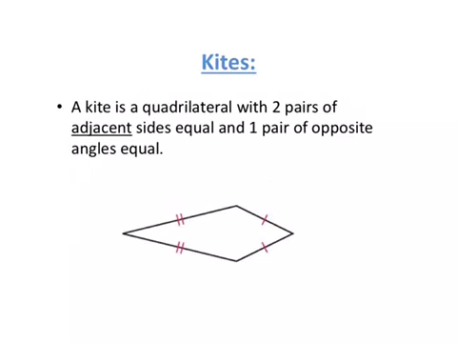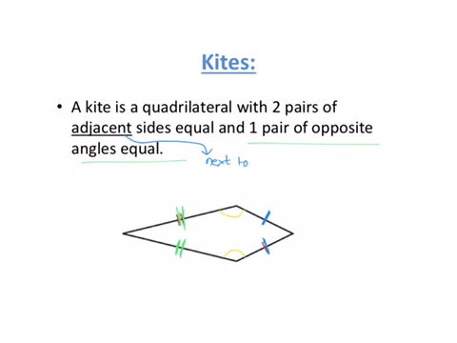A kite is a quadrilateral with 2 pairs of adjacent sides equal and 1 pair of opposite angles equal. Okay, now let's talk about the adjacent. Adjacent means next to. Directly next to. So this one and this one are equal to each other. This one and this one are equal to each other. Then with the 1 pair of opposite angles equal, we are looking at specifically these angles over here are equal to each other. Remember, we use a loop and we're just showing the same color that those two will be equal.